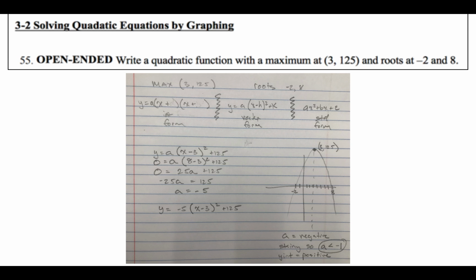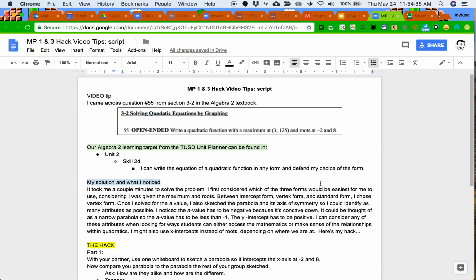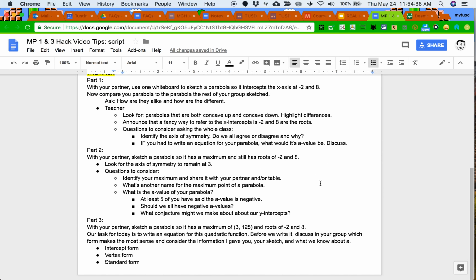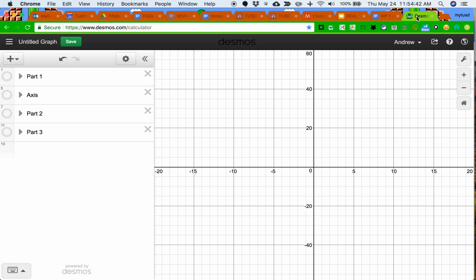So here's my hack, everybody. Just a heads up, my hack is on a one-page Cliff Notes version just for you. So here's what I'm thinking. Part 1: Hey students, with your partner, use one whiteboard to sketch a parabola so it intercepts the x-axis at -2 and 8.